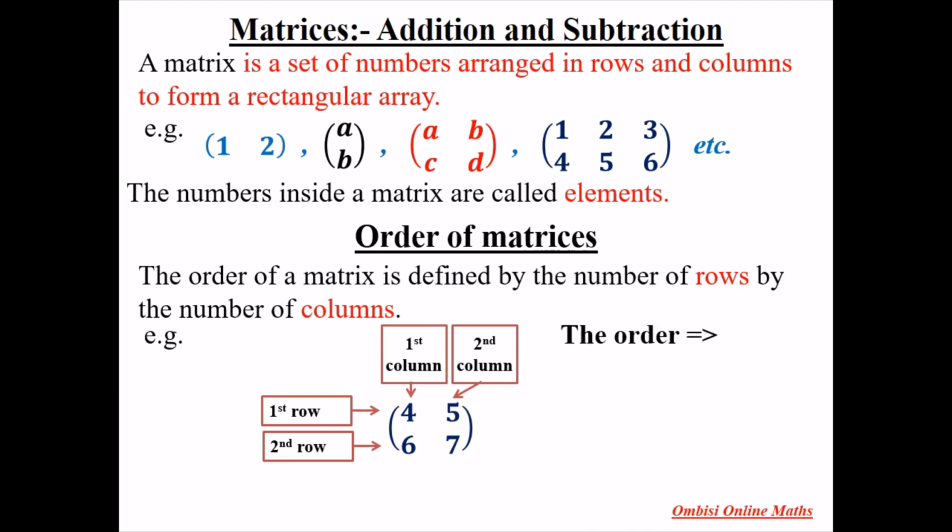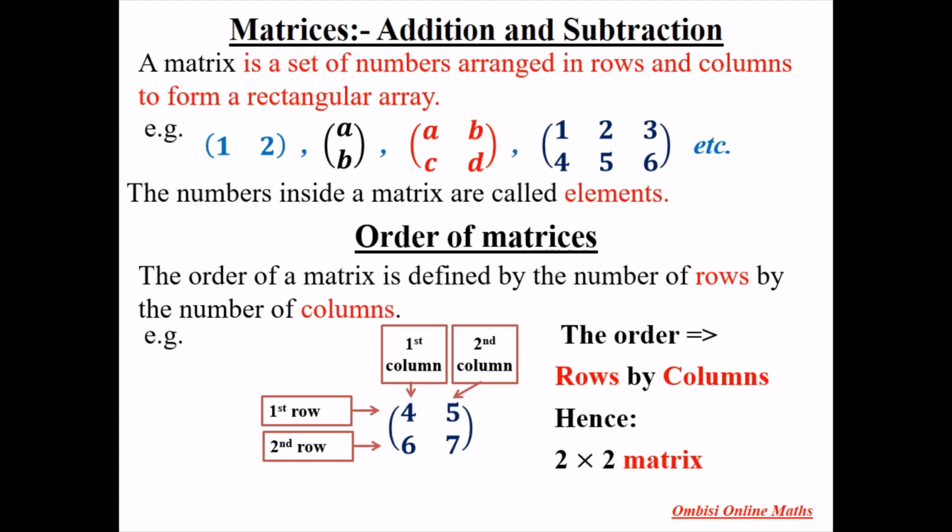So what is the order of this matrix? The order is defined by rows by columns, so we say the order is 2 by 2. The multiplication sign means by. So this is a 2 by 2 matrix. We also have a 1 by 2 matrix, a 2 by 1 matrix, and a 3 by 3 matrix. Several matrices can be represented.